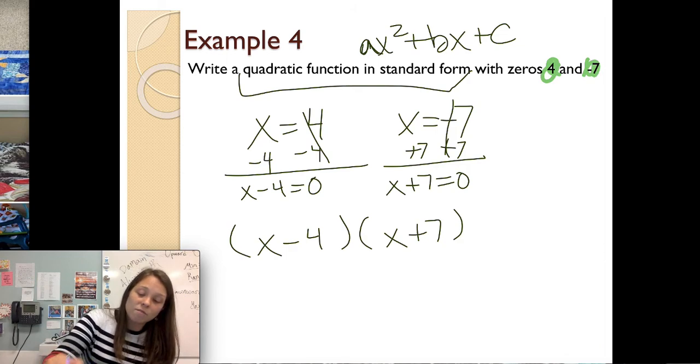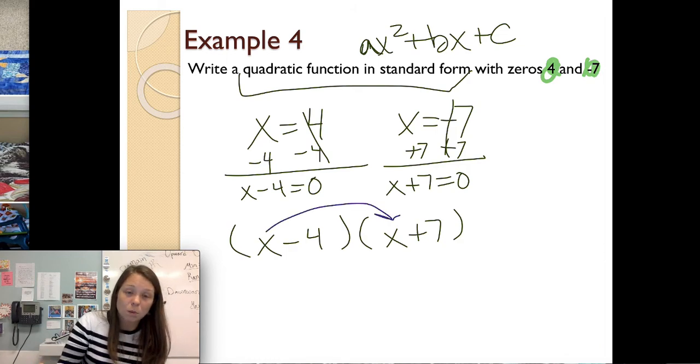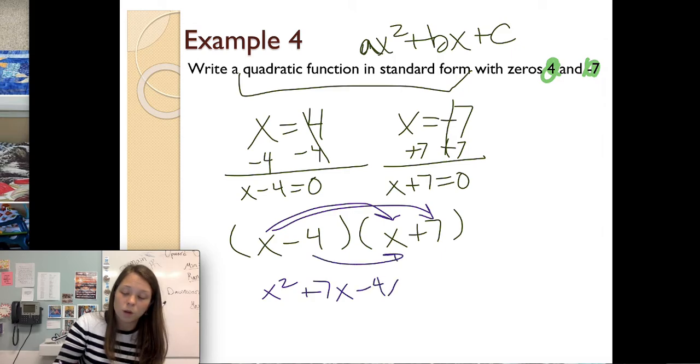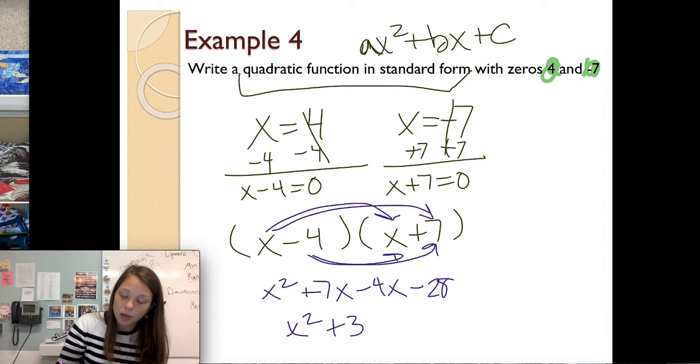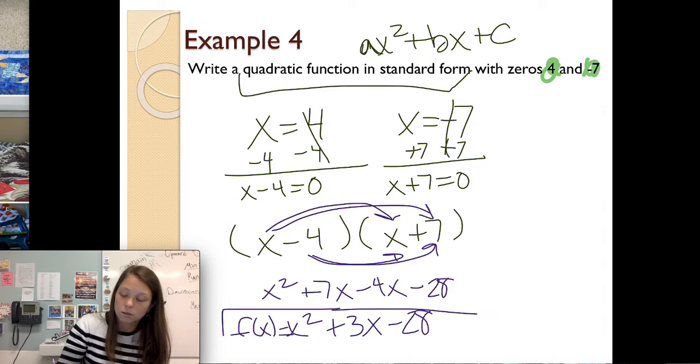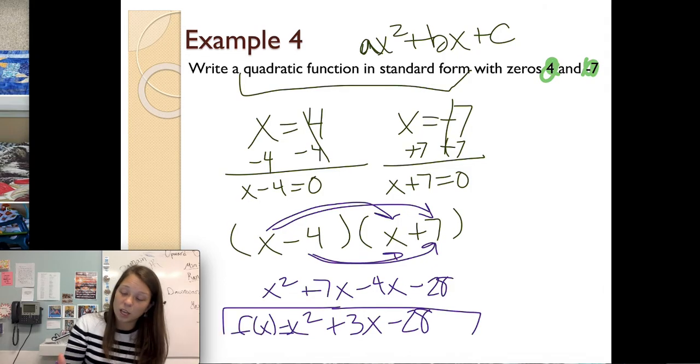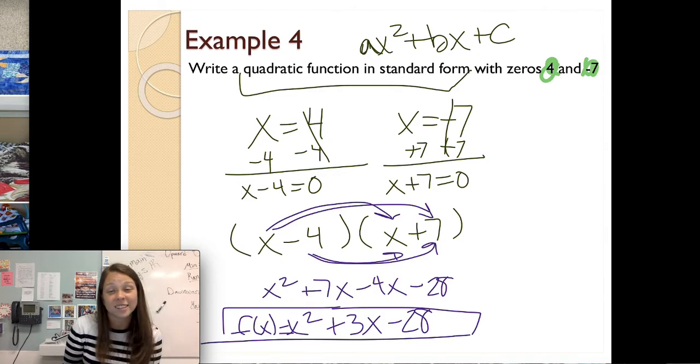So now I have it in factored form, and now I can multiply my first values together to get x squared, the outer values together to get 7x, the inner values together to get minus 4x, and the last numbers together to get negative 28. Combining like terms, I get x squared plus 3x minus 28, and writing this in function notation, I'll say f of x equals. And that is going to give me my final answer.